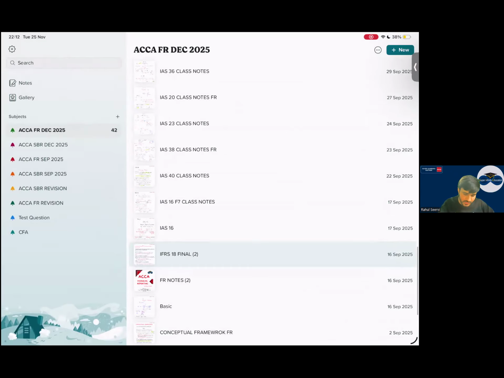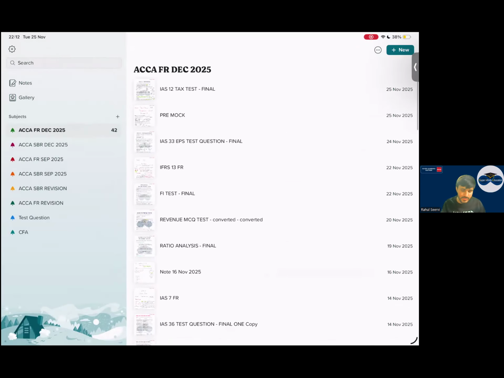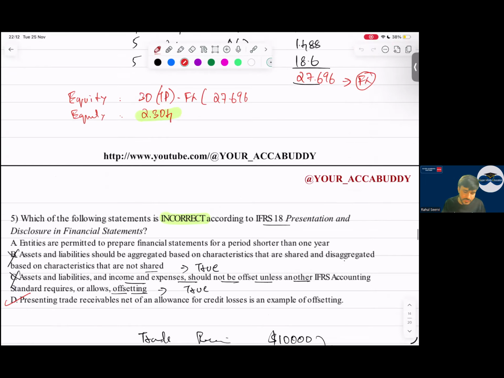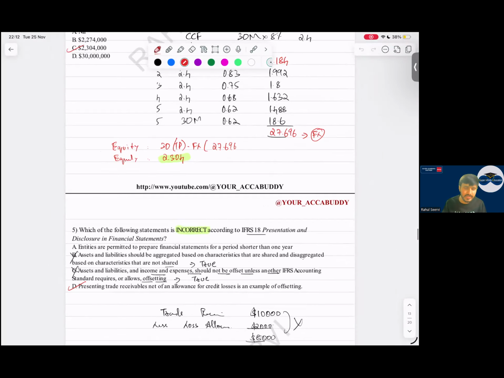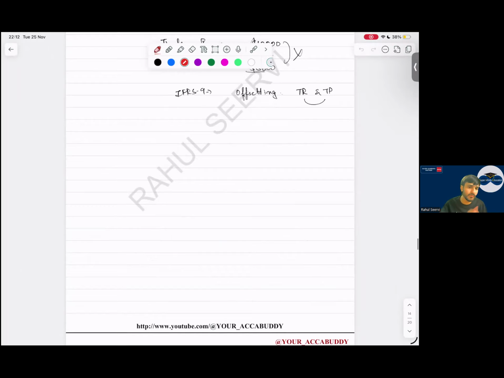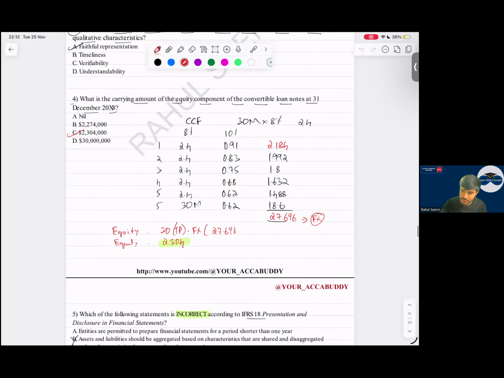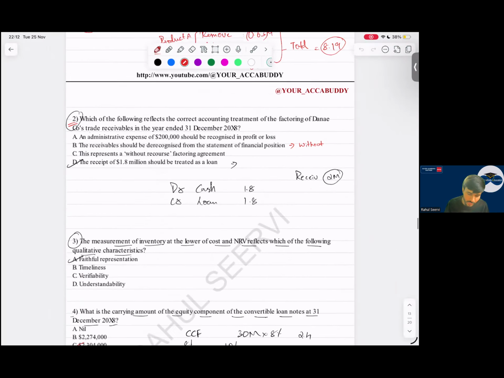So with this, this question is done. So with this, the first question of your Section B is done. It was easy, straightforward. So I hope you have understood this question. If you have any doubts, you can connect with me.